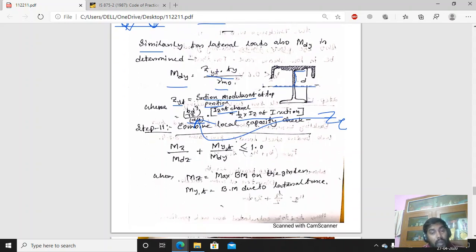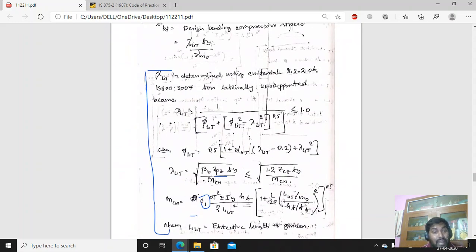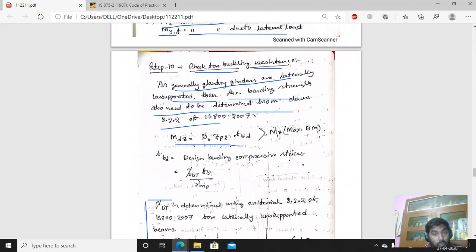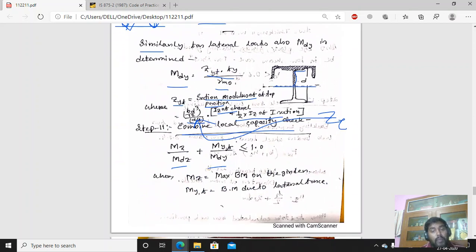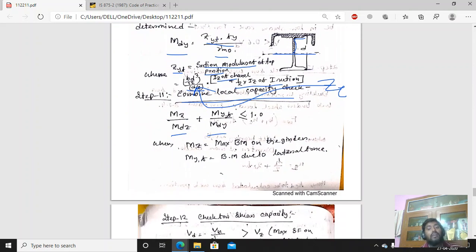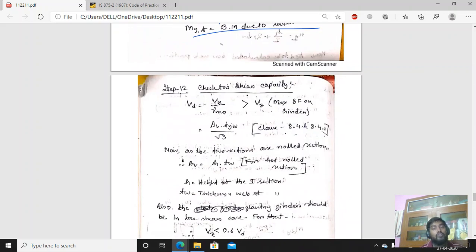Similarly, the combined local moment capacity has been checked here, MZ by MDZ, where MZZ has been calculated by that formula. We have to put that formula here, and likewise for MDYF. Putting in all the MYF, the bending moment due to the lateral force which we have also used in the previous section, the local capacity should be checked here. It should be less than 1.